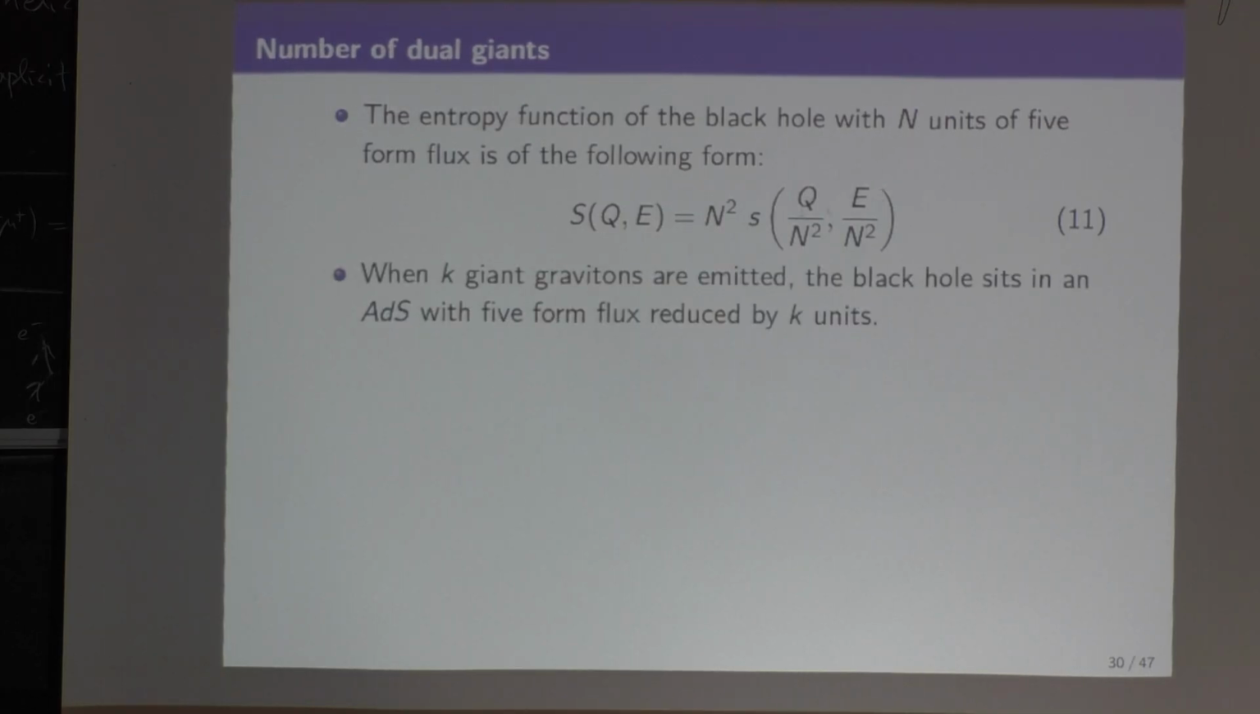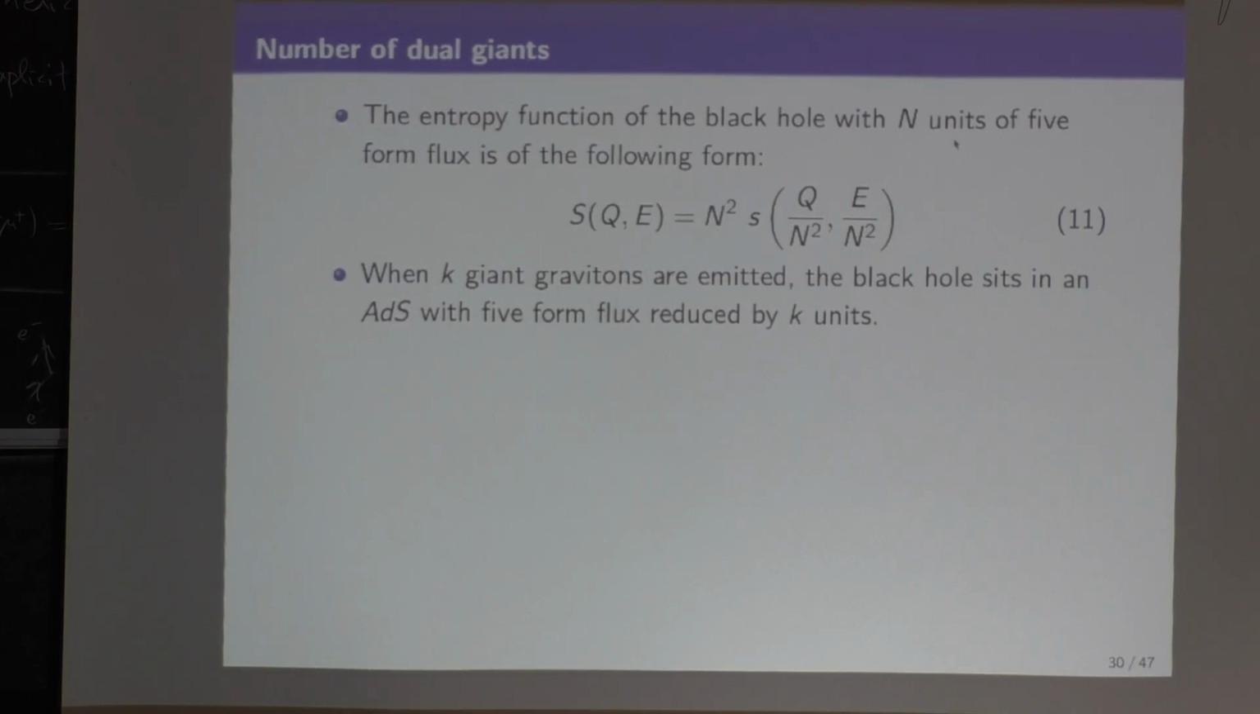Now when you emit k dual giant gravitons, the phi form flux also reduces by k units. So here this n is the phi form flux near the black hole. So when you emit more and more dual giant gravitons, there is reduction in this factor. The n square decreases, but these two factors increase because n square is in the denominator.